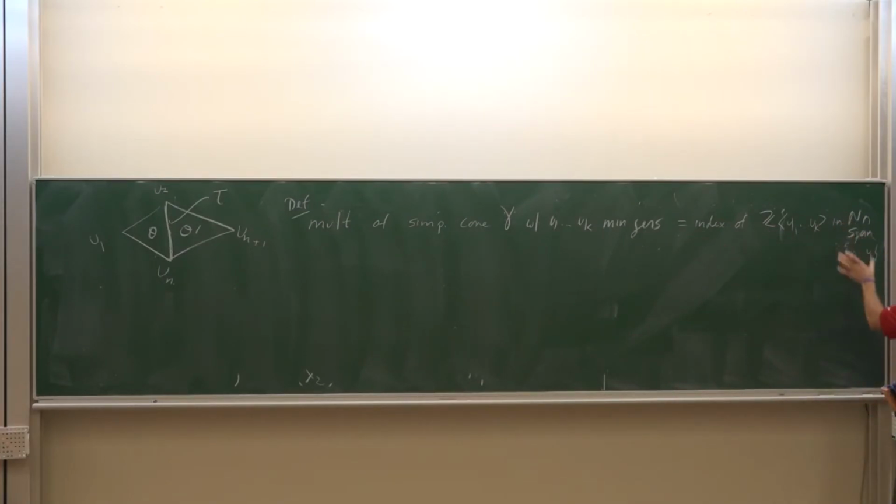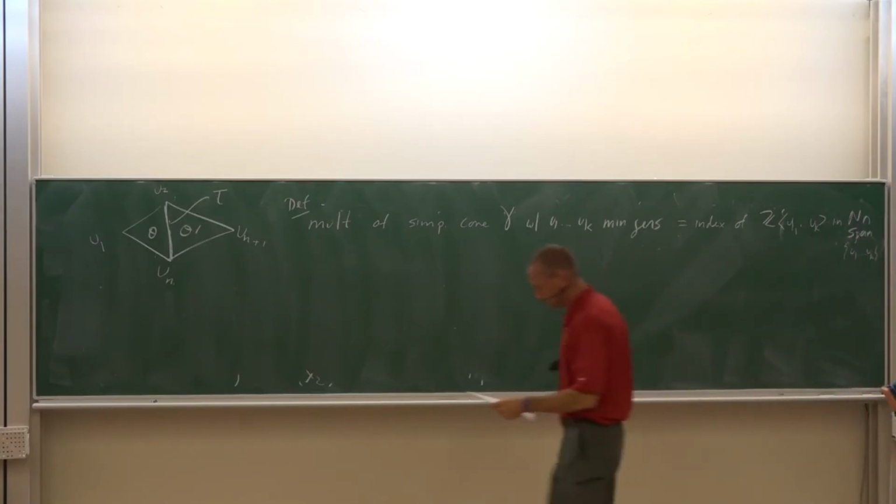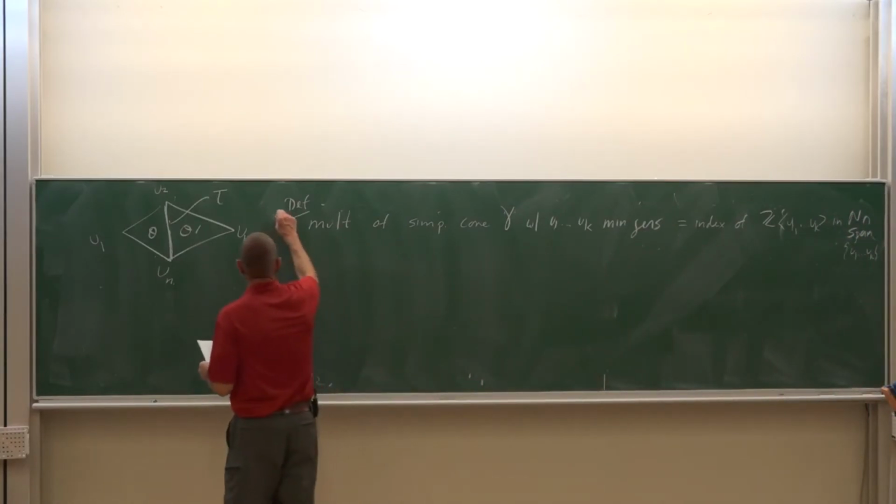I look at N intersect the span. This is a real vector space. I intersect my real vector space with N, and I look at the span of that in here. That's the multiplicity of a cone. Okay, so I needed that definition.